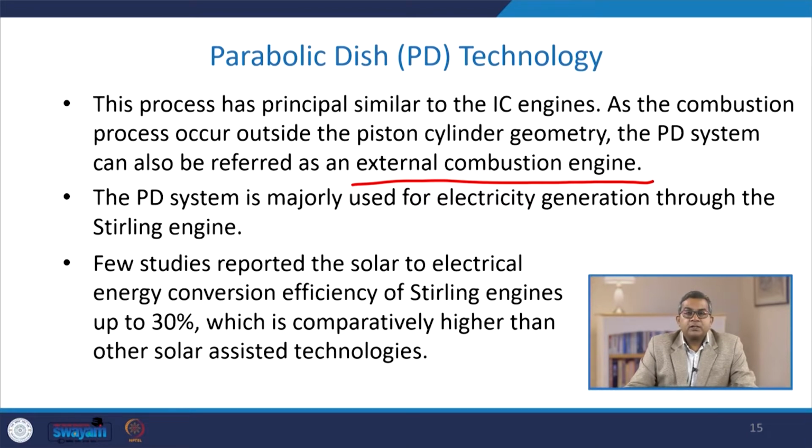The parabolic dish system is majorly used for electricity generation through the Stirling engine. Now, people have carried out various studies in this particular approach, and a few studies reported that the solar to electrical energy conversion efficiency of Stirling engines can go up to 30%, which is comparatively higher than other solar assisted technologies.